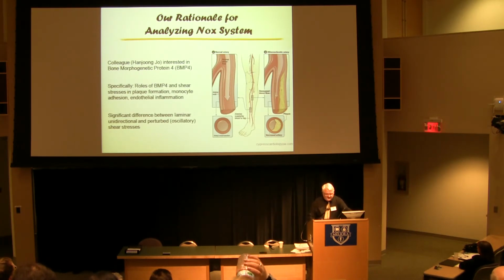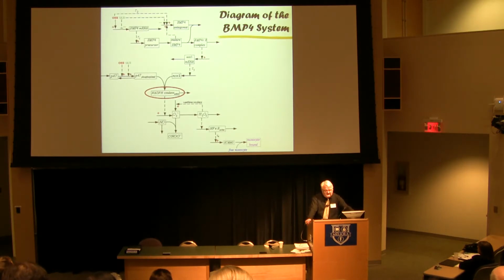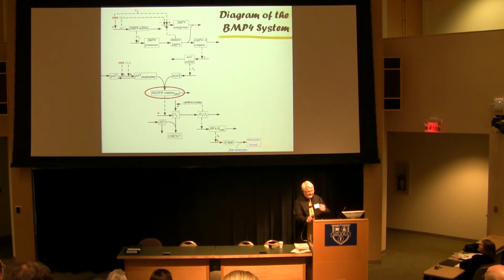He wants to know that, and so we put a system together. Here's our system, and you can see BMP4 up there in several places. There's a precursor and a mature one, and here's our NADPH oxidase. In the end, the things of importance to clinicians are monocyte adhesion and plaque formation. OSS is oscillatory shear stress. Instead of perturbed chaotic stress, they flush the blood back and forth, and the cells really don't like that. ULS is unidirectional laminar shear. That's just flowing, and that's what cells like. The details are not all that important, but this is the diagram we put together, and he says, can you tell us what BMP4 is doing?